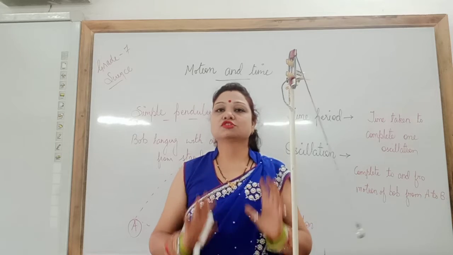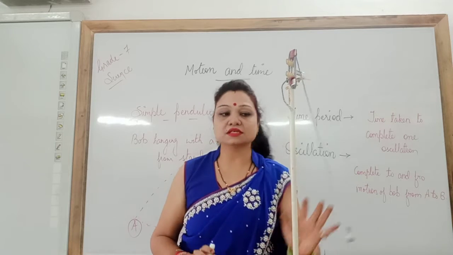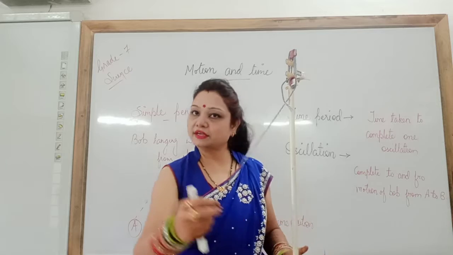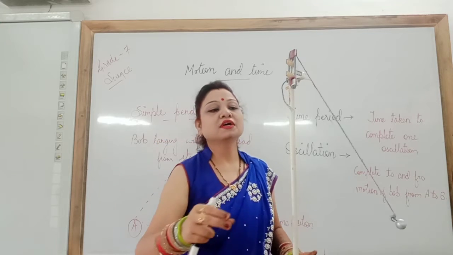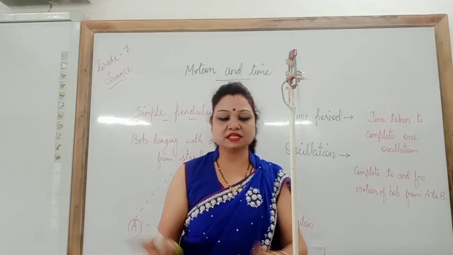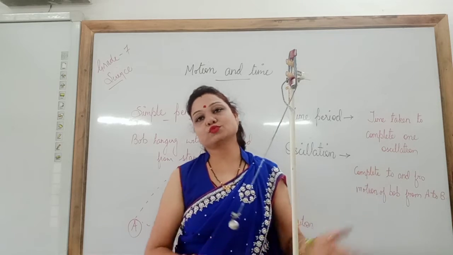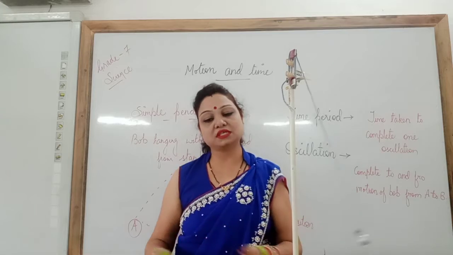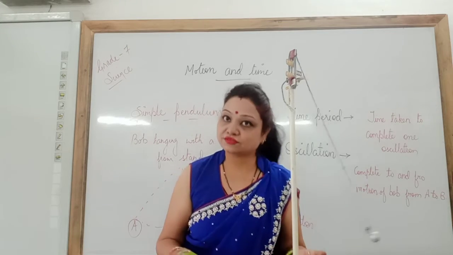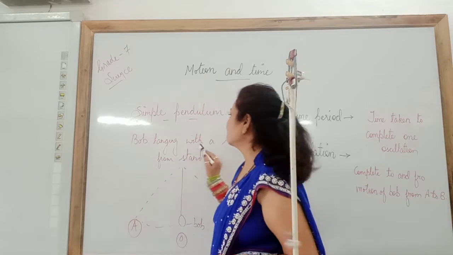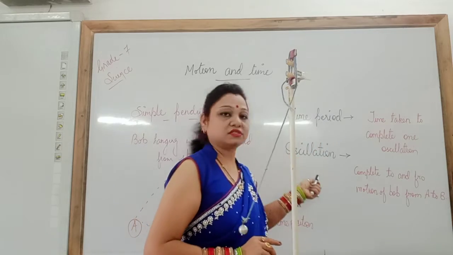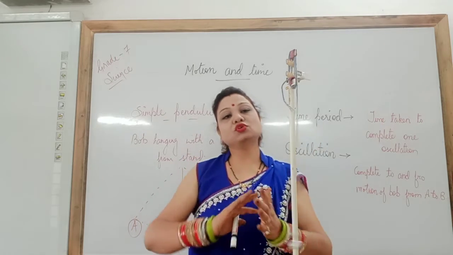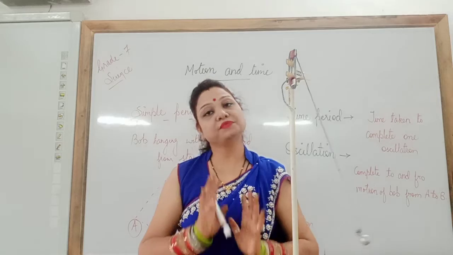Okay, students? So I hope it's clear in this class about the structure of the pendulum. A small metallic bob hanging with a thread, and this is the to and fro motion, that is oscillatory motion. The motion which is repeating is called oscillatory motion, right? And the time period and oscillation are also clear. So I think the simple pendulum is all clear.